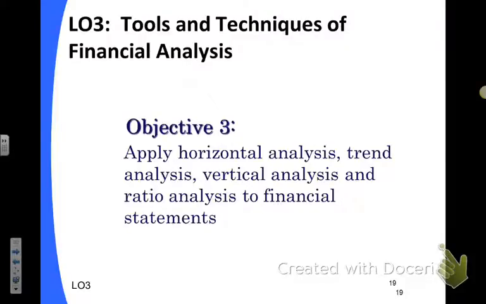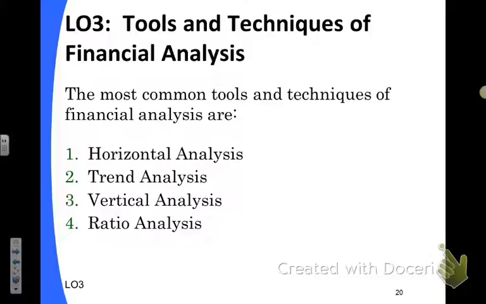Next, we're going to talk about our tools and techniques for financial analysis in Chapter 13, Financial Performance Measurement. The most common tools and techniques for financial analysis are horizontal analysis, trend analysis, and vertical analysis, and lastly, financial ratio analysis. We're going to start out today by focusing on horizontal, trend, and vertical analysis, and then we'll spend some additional time just separately looking at ratio analysis.